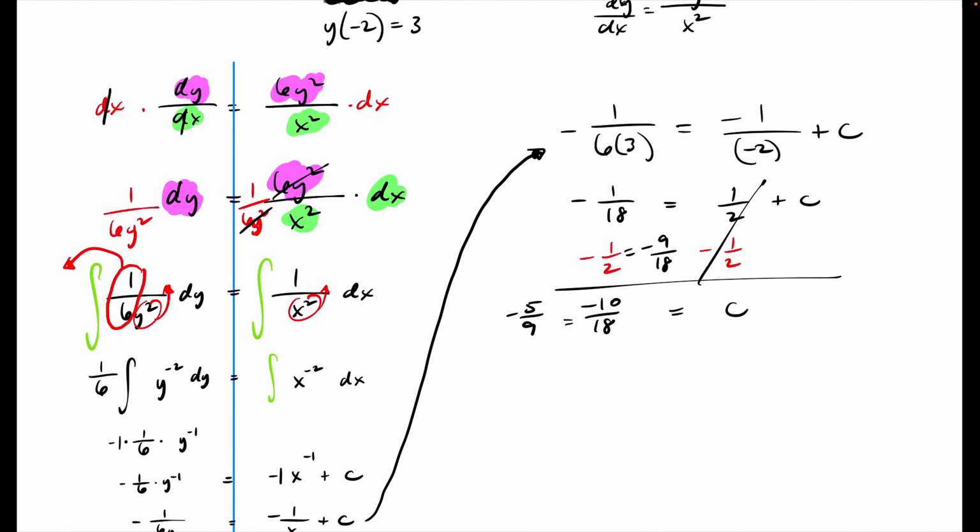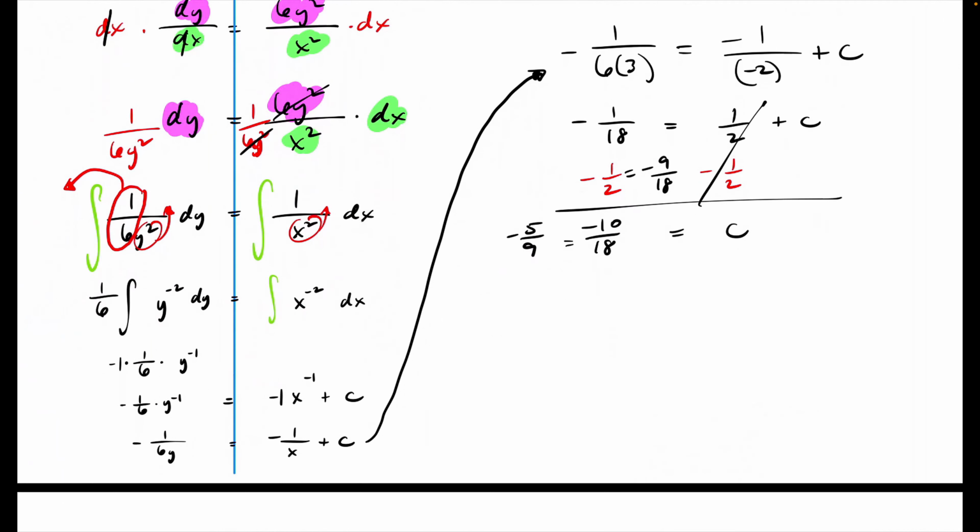That was step 3. Step 4, go back to this guy here and plug in C. -1 over 6y equals -1 over x minus 5/9. Last step, solve for y.